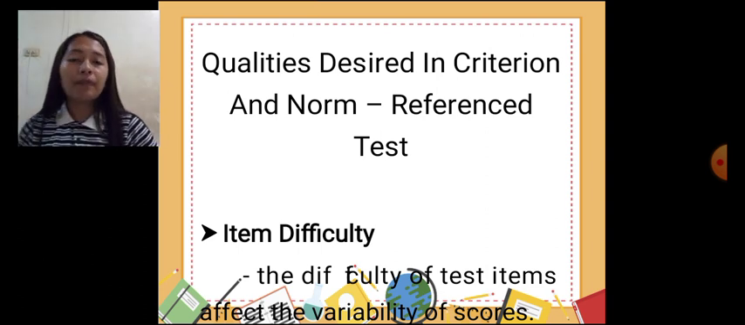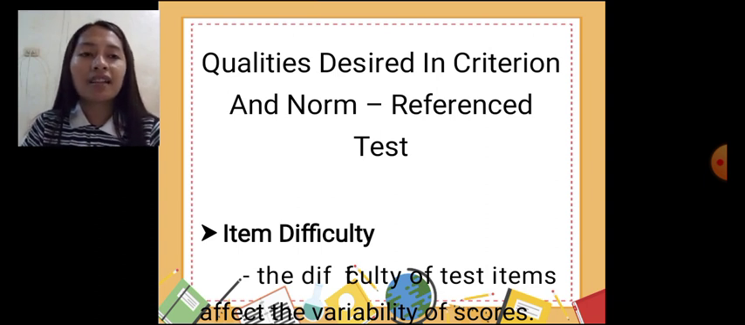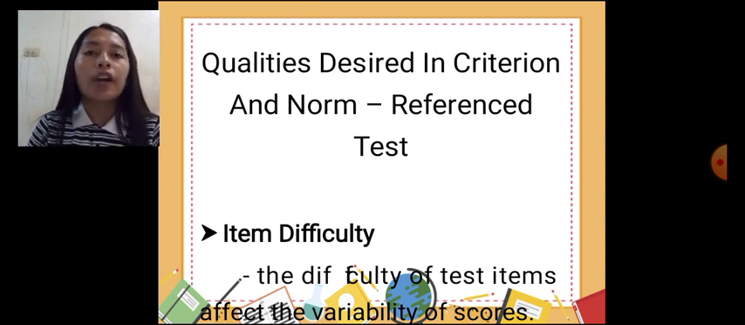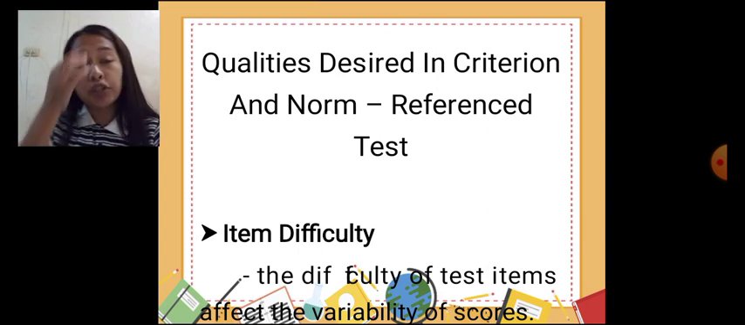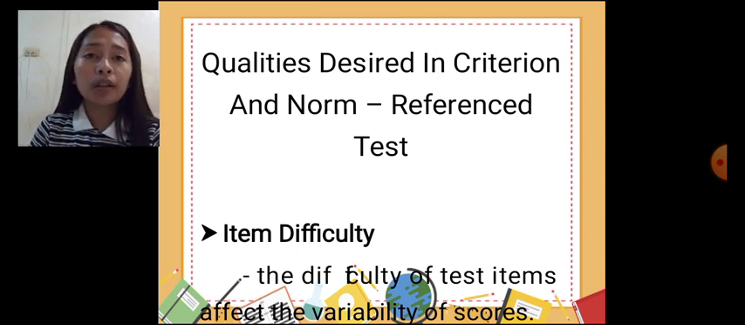So first, let us define item difficulty. Item difficulty refers to the test items that affect the variability of scores. If the students correctly answer every item, then there will be no variability in the test because every student obtains the same perfect test score. So it means that the items should be difficult enough to measure student performance.